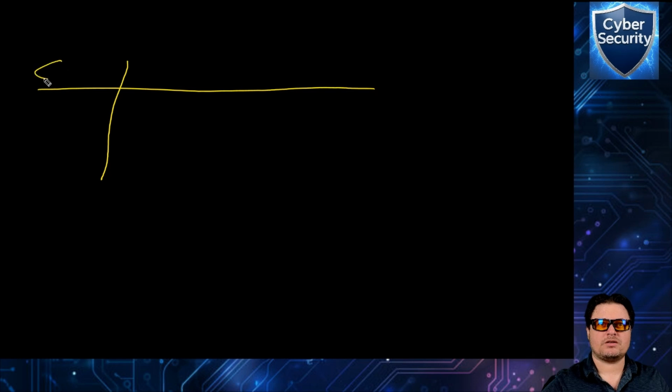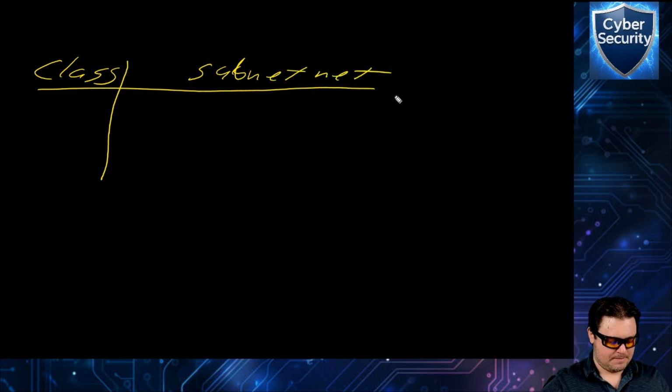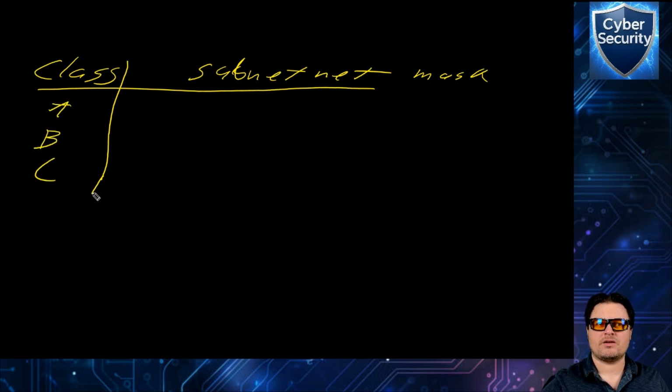We've got the classes of IP and then the subnet mask. So you've got your class A, your class B, and then your class C there.